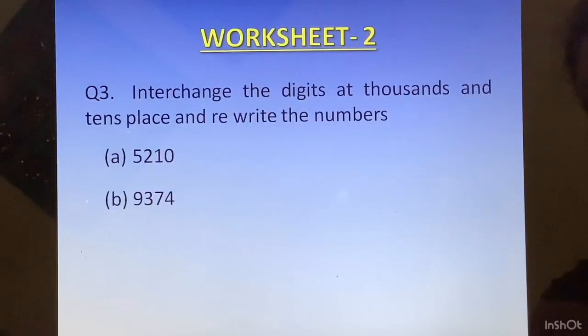Question number 3. Interchange the digits at thousands and tens place and rewrite the number. A part 5210. B 9374. Now here I'll explain a little the digit at the thousands place and tens place. So which are the digits? Let's see in question 1. So tens place we have 1, thousands place we have 5. Now we have to change their position. So 1 will come in 5's place, 5 will come in 1's place, and then you have to write whatever the new number is formed.